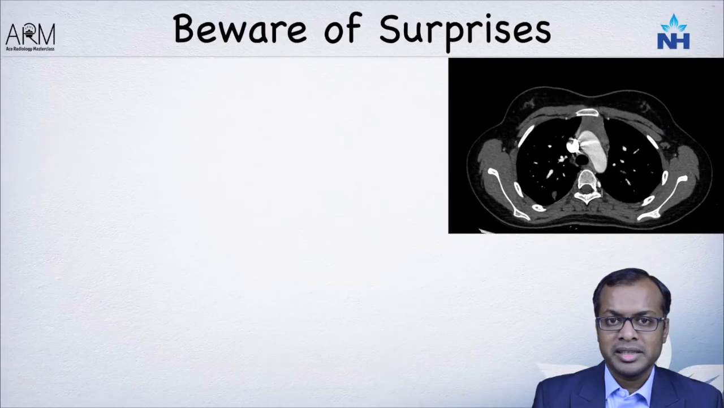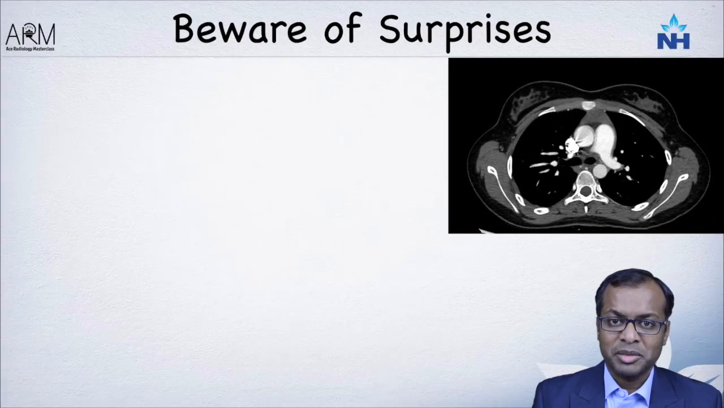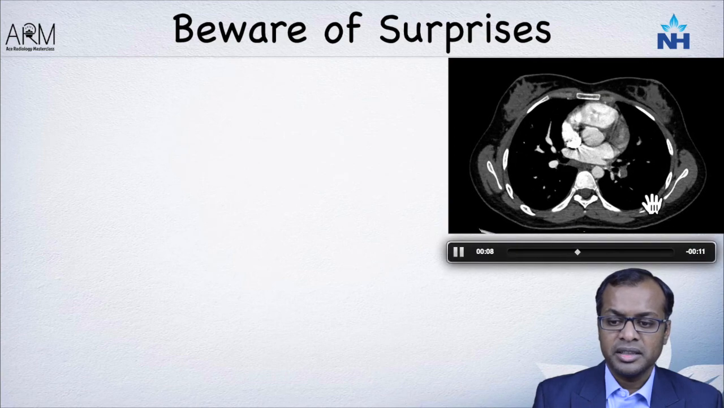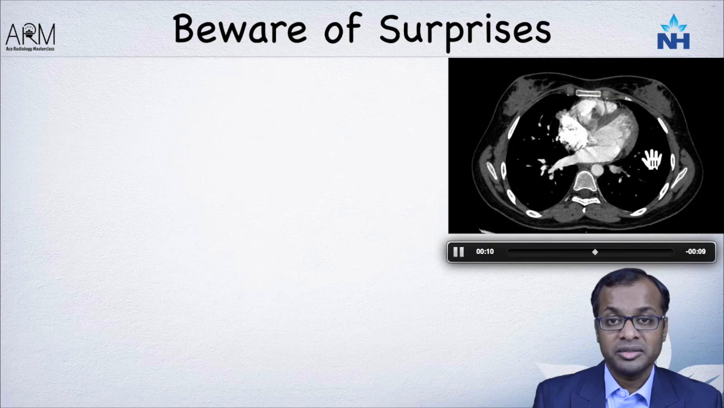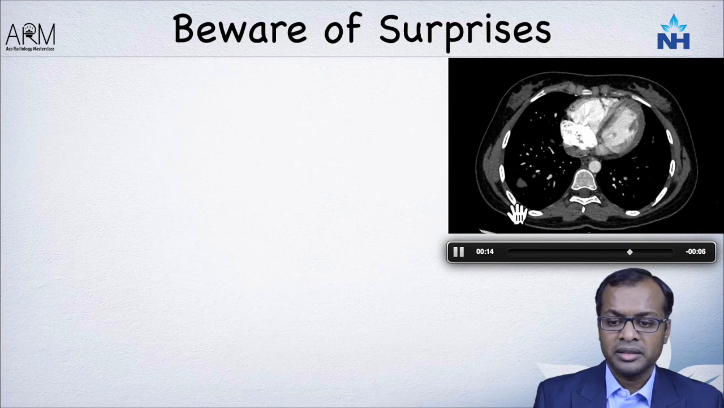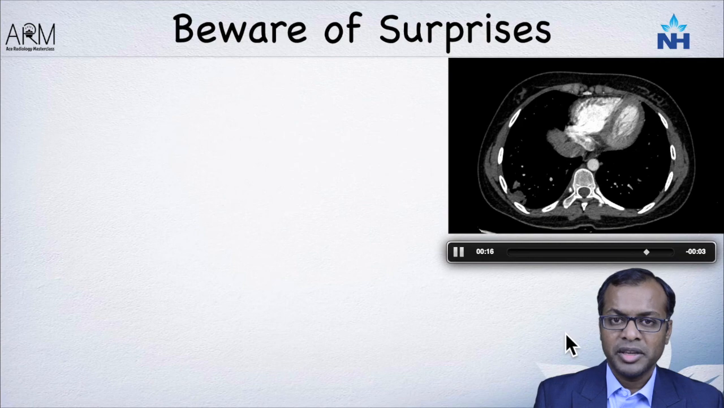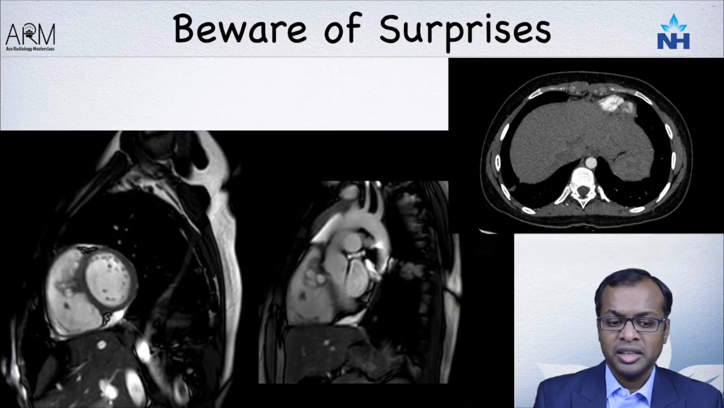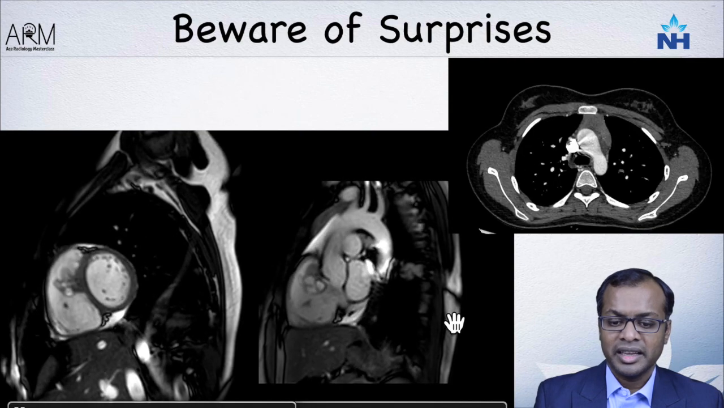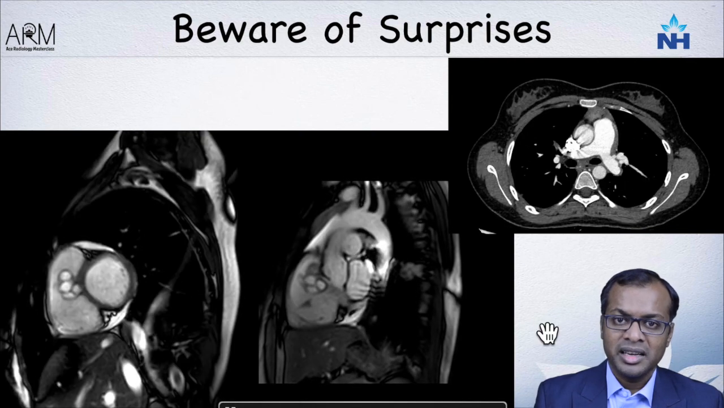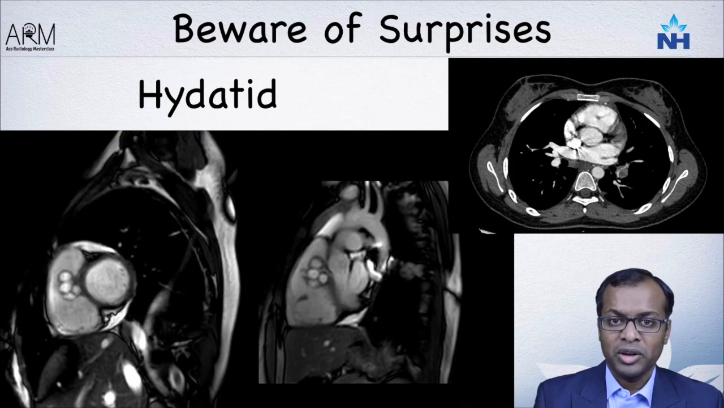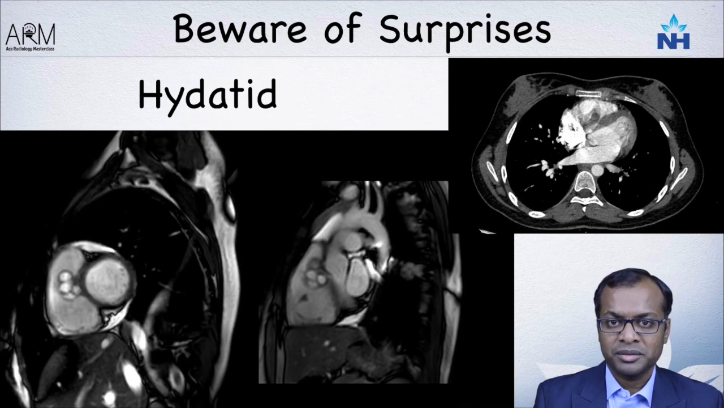One more surprise that you may come across, depending on which geography you live in, are filling defects within the pulmonary artery, with some further filling defects in the right heart also. And you think, okay, this is all pulmonary embolism, but when you do an MRI scan, you are seeing these large cystic spaces within the right heart, and again some cystic spaces in the lungs. This was a case of hydatid cysts which are embolizing into the pulmonary vasculature.